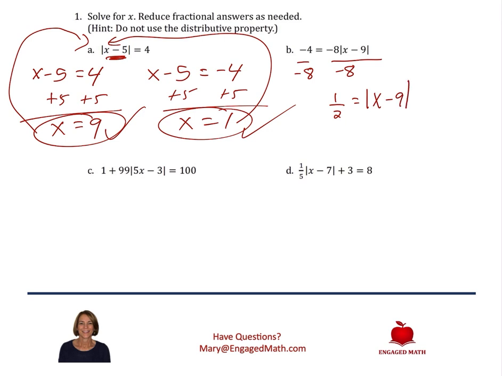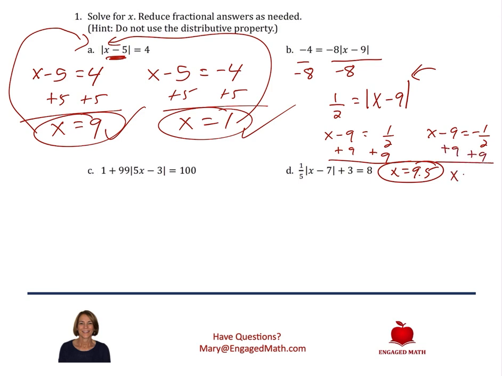Once we get the absolute value quantity isolated, all we have to do really is to say x minus 9 equals 1/2, x minus 9 equals negative 1/2. Simply add 9 to both sides. And over here, we're going to get x equals 9.5 or 9 5/10 if you prefer. Here, when we add 9 to both sides, we're going to get x is equal to 8.5. And I'm using a decimal, but you could certainly use fractions instead, which is 8 5/10 and 9 5/10. Okay, let's go to C.